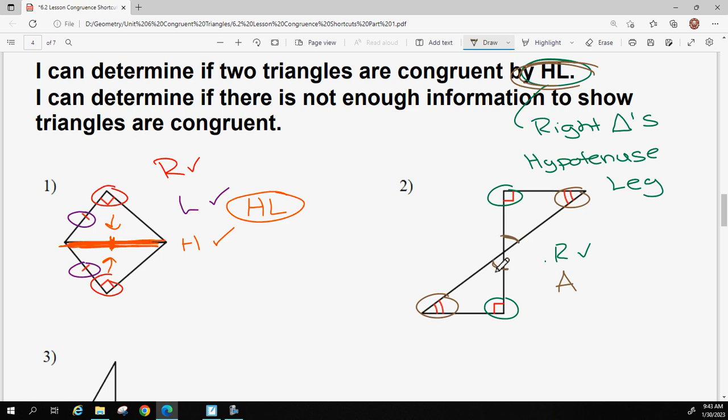We do have another pair of angles here because of the vertical angles. However, once we come to the next group of shortcuts, you'll find out angle, angle, angle. So having three pairs of congruent angles is not a way to show triangles are congruent. It's not one of our shortcuts. We can't just do any combination of letters. We have specific combinations. And so we don't have enough information to show that they're congruent.